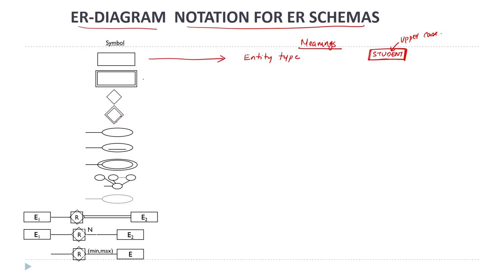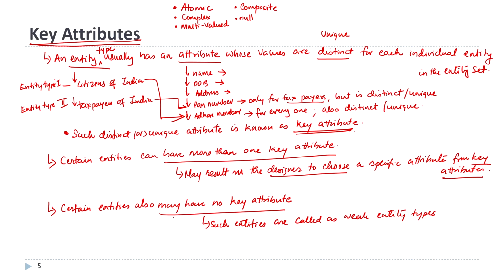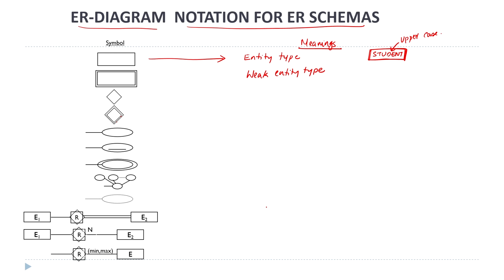The one with the two concentric rectangles, that is the weak entity type. Remember what a weak entity type is? We already discussed entities that do not have a key attribute. So, it is a weak entity type.